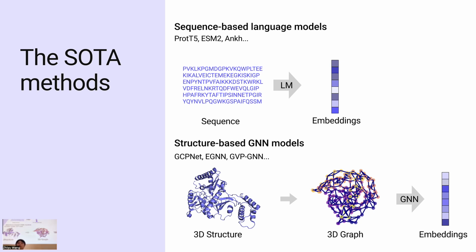The protein language model accepts amino acid sequences and uses a transformer-based architecture to get the embeddings for each residue. The GNN models, on the other hand, accept a 3D protein structure, for example, a PDB file. Then it converts the 3D structure into a 3D geometric graph, where nodes are residues and edges are interactions or the proximities of each residue. Finally, the GNN layers are applied to the 3D graph to learn the embedding for each residue.